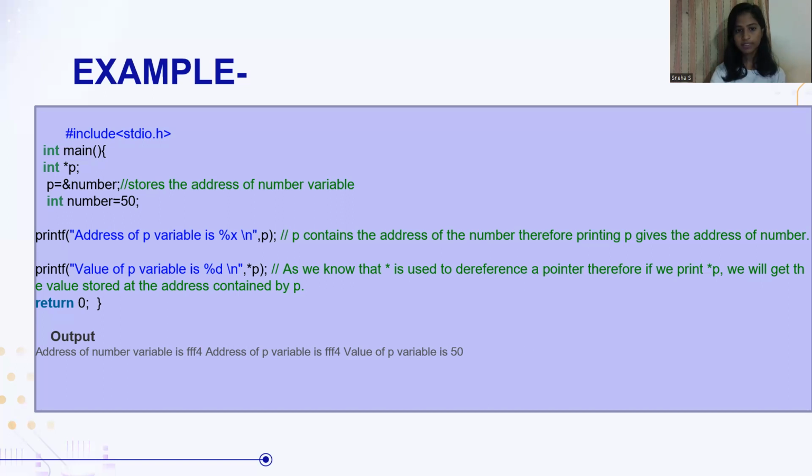The asterisk is used for displaying the value, whereas the ampersand is used to show the address of the given array.